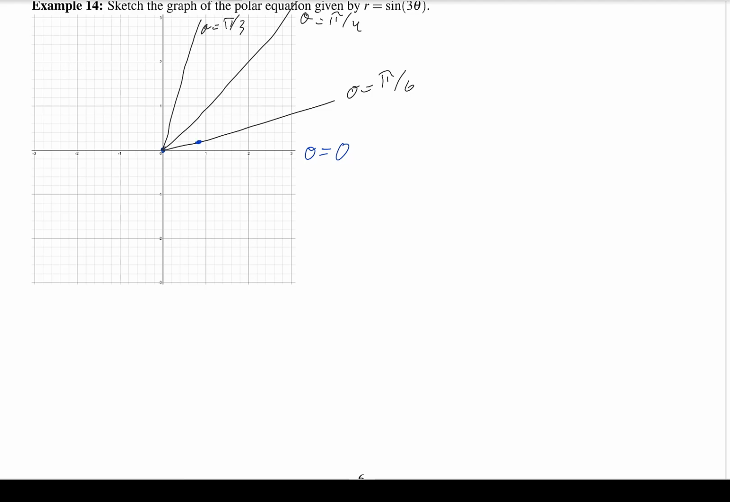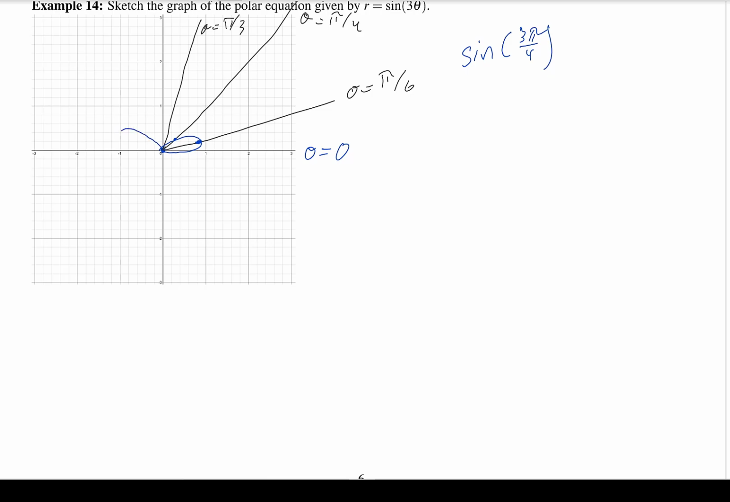Okay. Now, if I have pi over 4, that would give me 3 pi over 4. Sine of 3 pi over 4, right? So we need to remember, where is 3 pi over 4? Well, on the unit circle, that's the one that's over here. And so that's going to be square root 2 over 2 radius, right? So that'd have to be somewhere in here. So what this tells me is that my petal is going to look something like this.